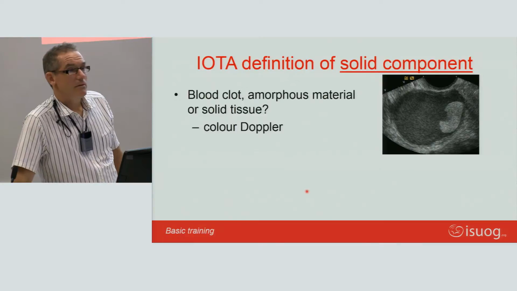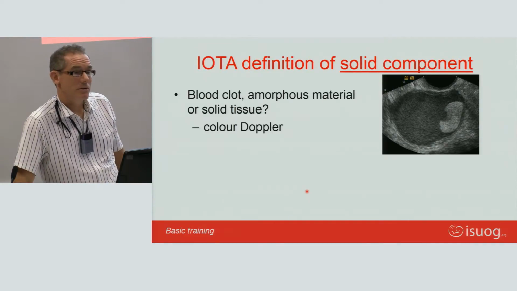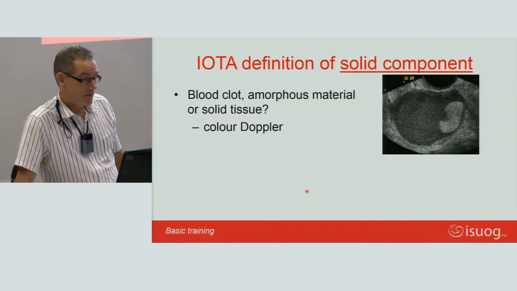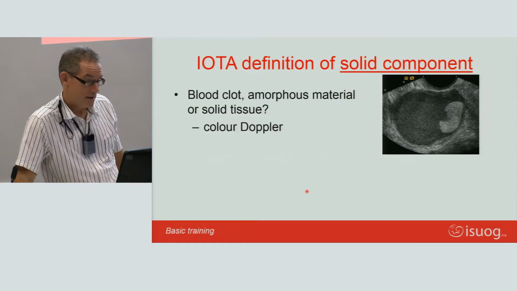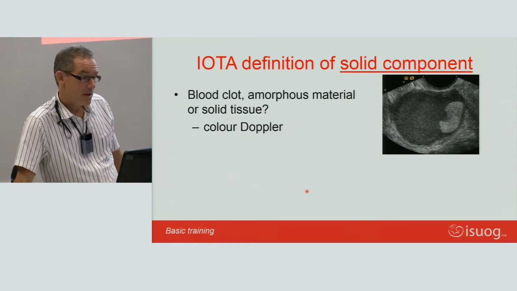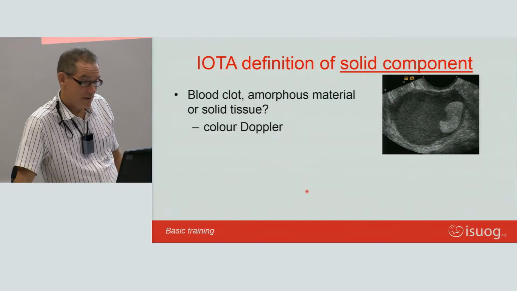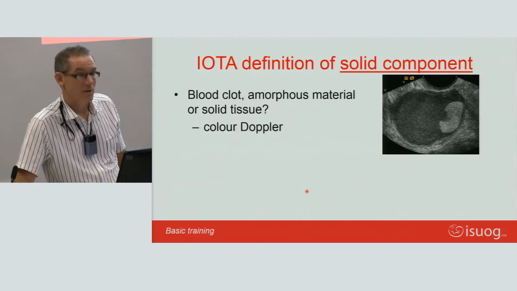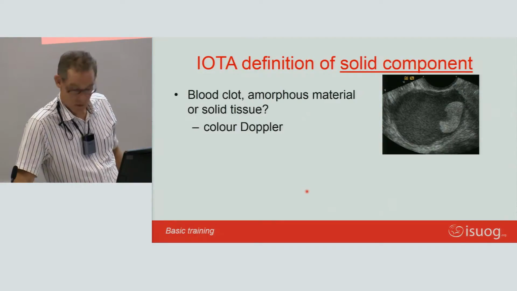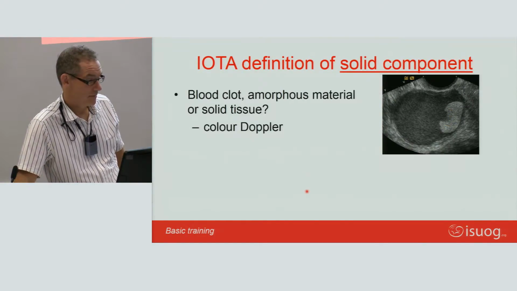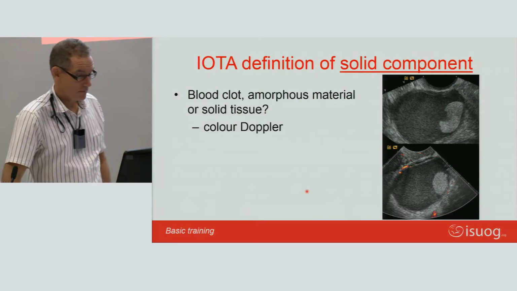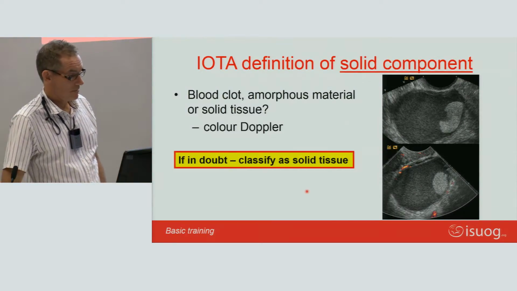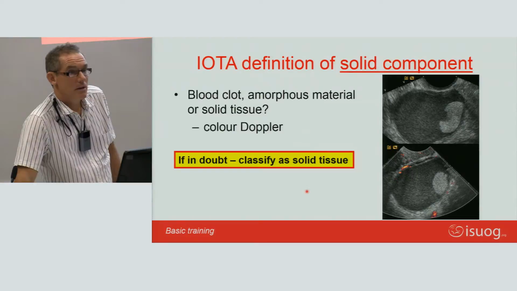If you're not seeing flow, then it might be that your ultrasound machine isn't set up properly and that your Doppler doesn't work, or it might be that there isn't any flow within it. And the other thing you can do is look at the shape. If there's a concave appearance, then it's also not a solid lesion, because solid lesions tend to be more circular.